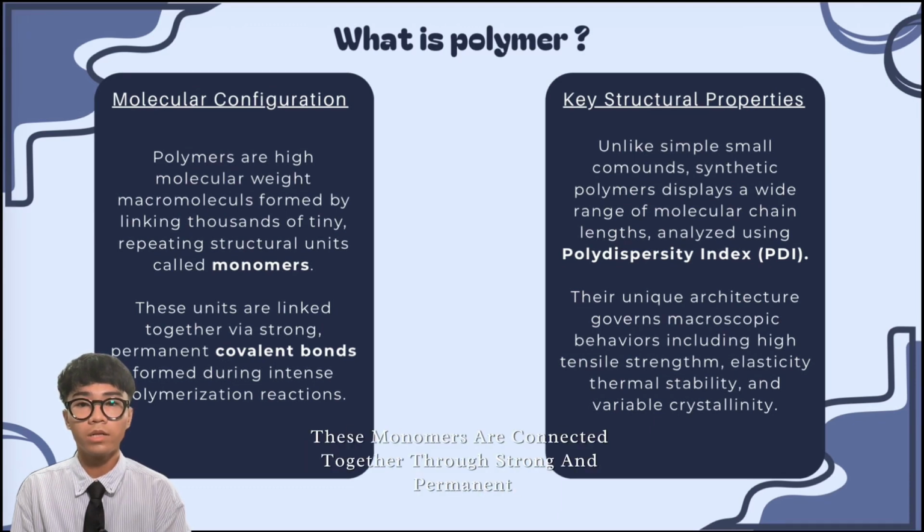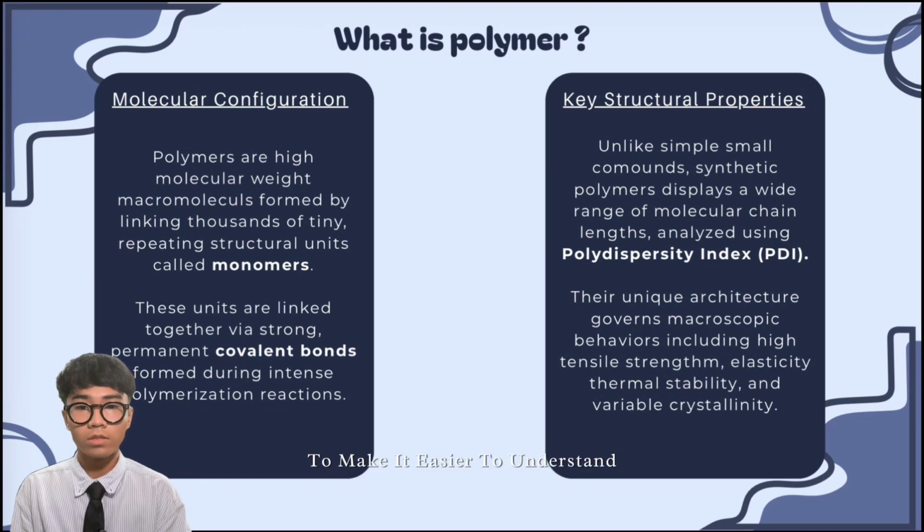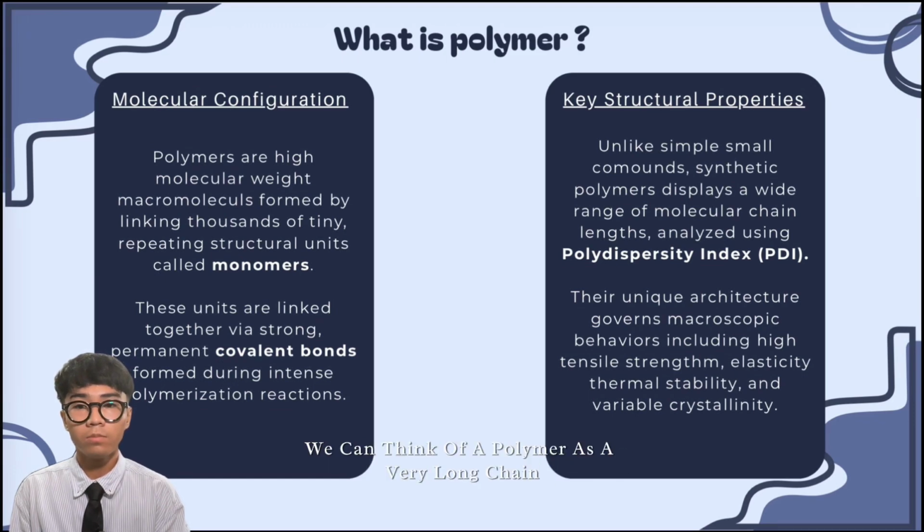These monomers are connected together through strong and permanent covalent bonds formed during polymerization reaction. To make it easier to understand, we can think of a polymer as a very long chain where each monomer acts as a small building block. When many repeating units join together continuously, they form a large structure called polymer.